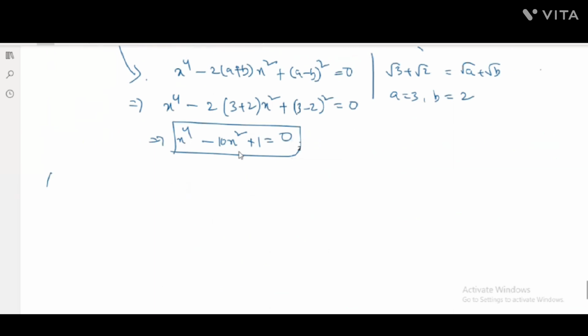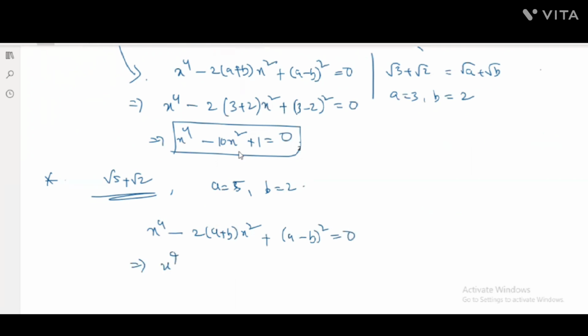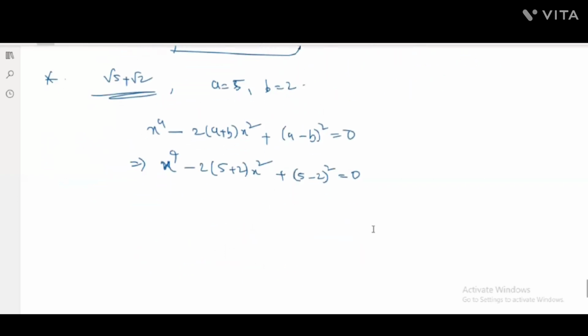Let's see, in place of root 3 plus root 2, if we have root 5 plus root 2, what is the equation of lowest degree? Here a is equal to 5, b is equal to 2. The formula is x power 4 minus 2 times of a plus b into x square plus a minus b whole square is equal to 0. So x power 4 minus 2 times of 5 plus 2 into x square plus 5 minus 2 whole square is equal to 0. So you will get x power 4 minus 14x square plus 9 is equal to 0. This is the equation for this particular question.